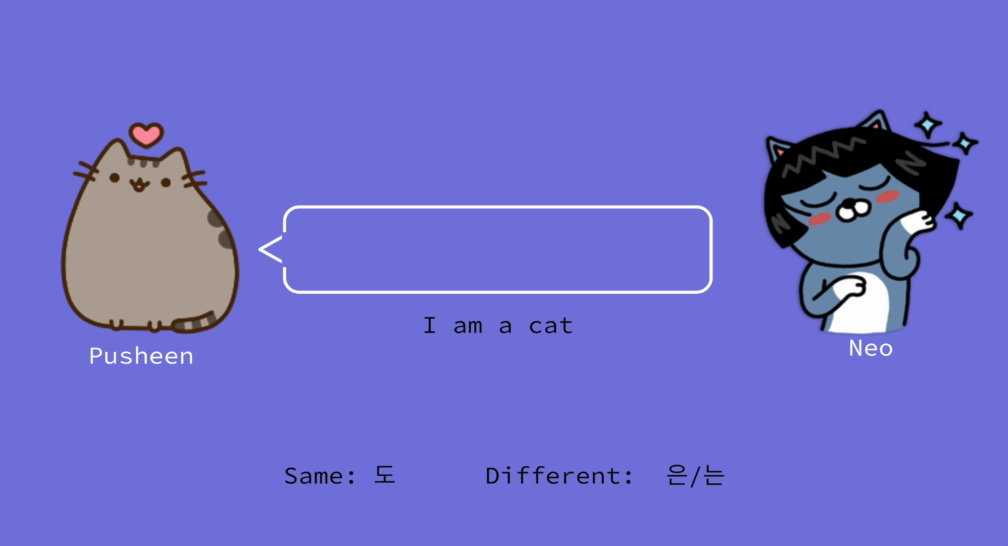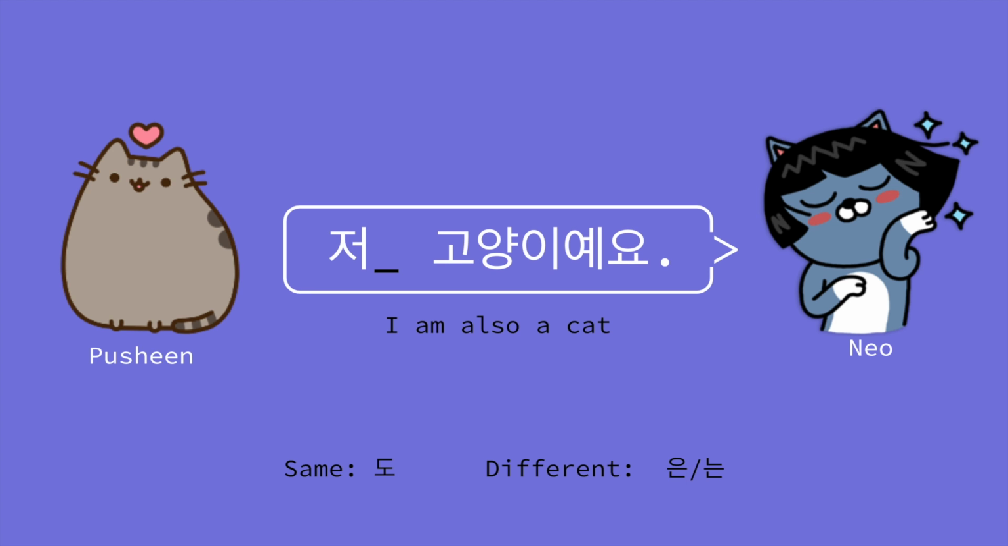Here we have Pusheen, who wants to say, I am a cat. What particle do you think goes here? Is it 는 to introduce a topic, or to emphasize that it is different? Or is it saying that it is the same as something else? In this case, it is introducing a topic. 저는 고양이예요. Now, Neo has a chance to talk, and Neo wants to say, I am also a cat. Think about which particle we'll use here. We'll use 도. She is saying she is also a cat. 저도 고양이예요.